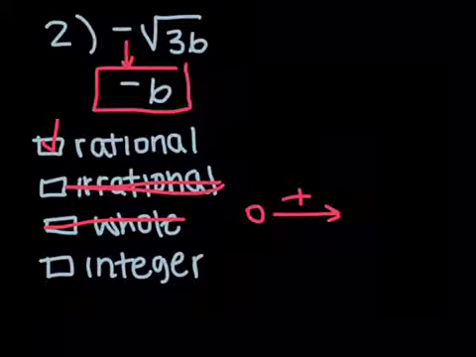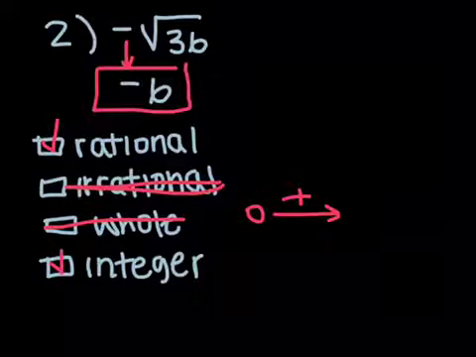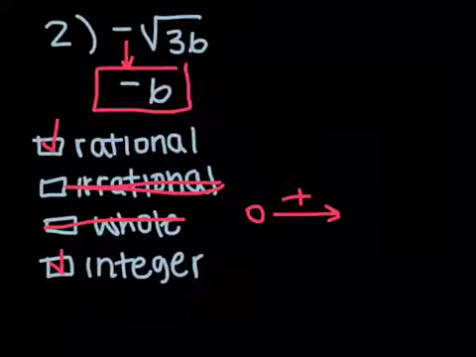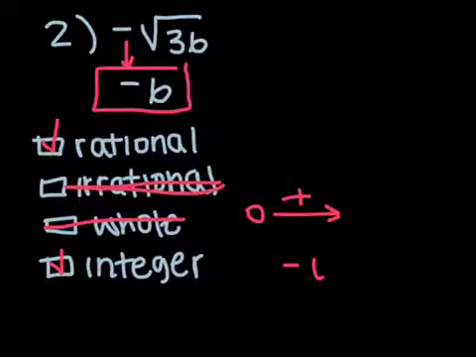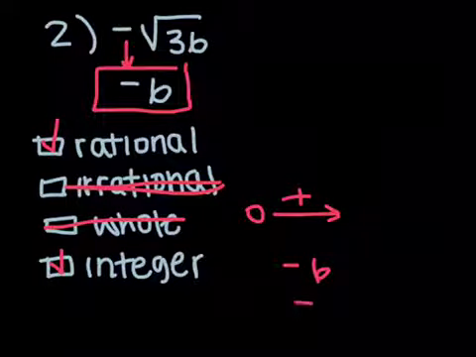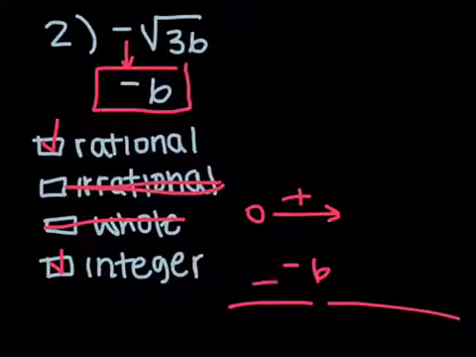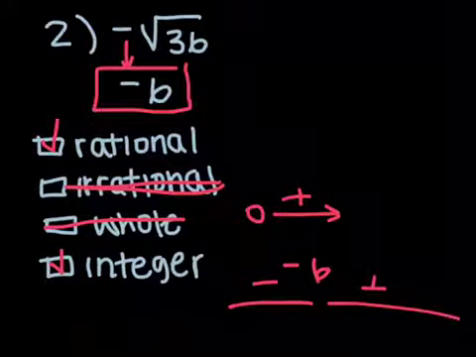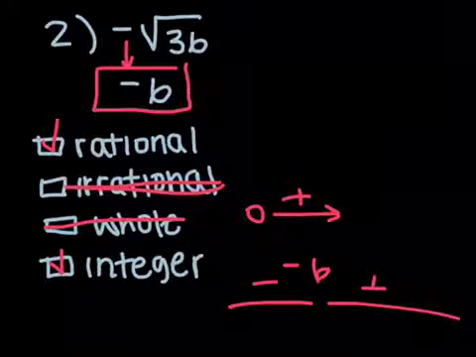Lastly, is it an integer? Yes, it's an integer because an integer is a whole number. So we have the whole number -6, and it can be positive or negative. So since it can be positive or negative, we know it's an integer. So we know -6 is rational and an integer.